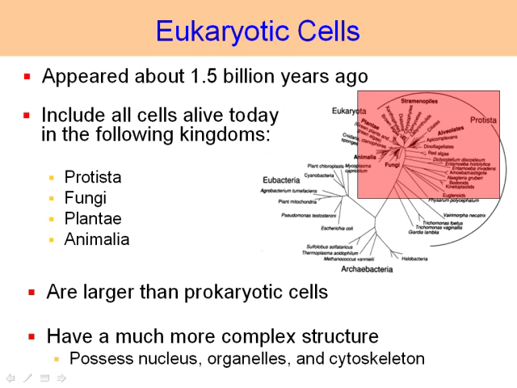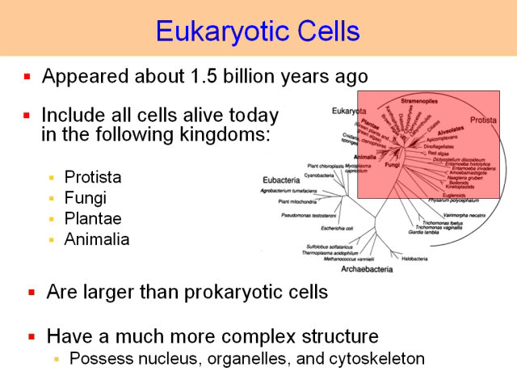Your eukaryotic cells, on the other hand, appeared about 1.5 billion years ago. Hence, they're significantly younger than your prokaryotic cells. Your eukaryotic cells include the following kingdoms: Protista, fungi, plantae, and animalia. And this phylogenetic diagram to the right, which illustrates relationships among organisms, shows you in red that you have your prokaryotes, eubacteria and archaebacteria, and you have your eukaryotes separated from them. Again, your animalia, your plantae, your protista, and your fungi.